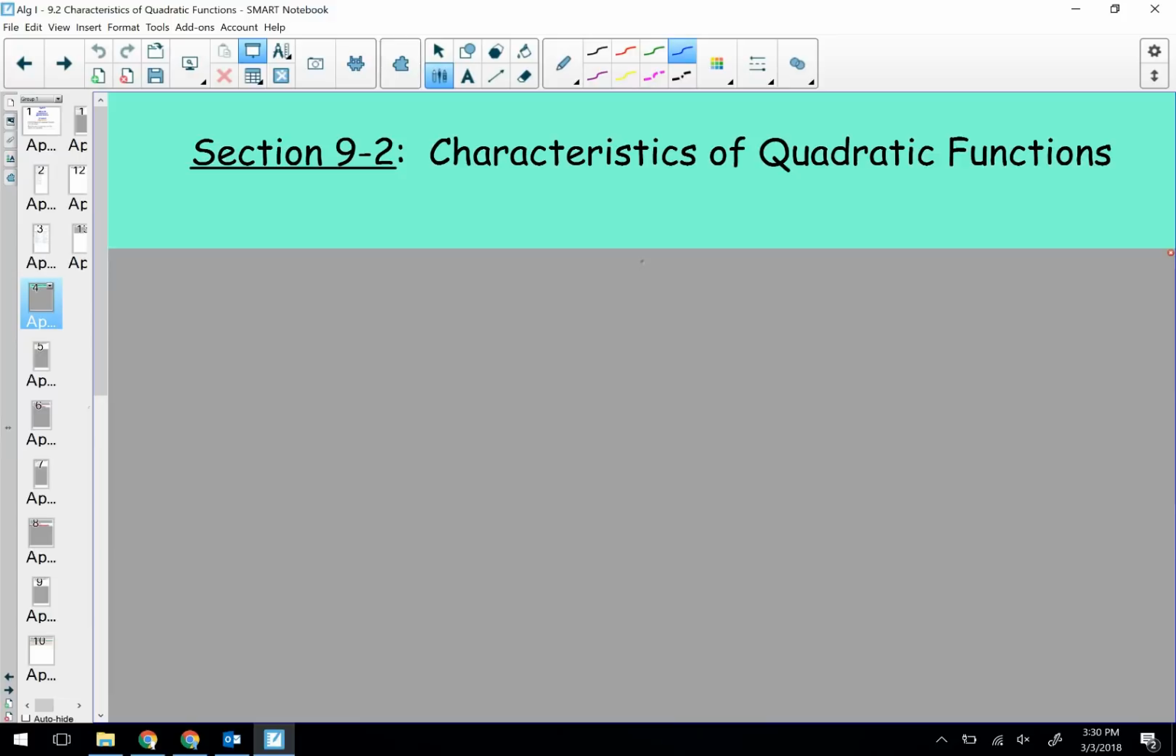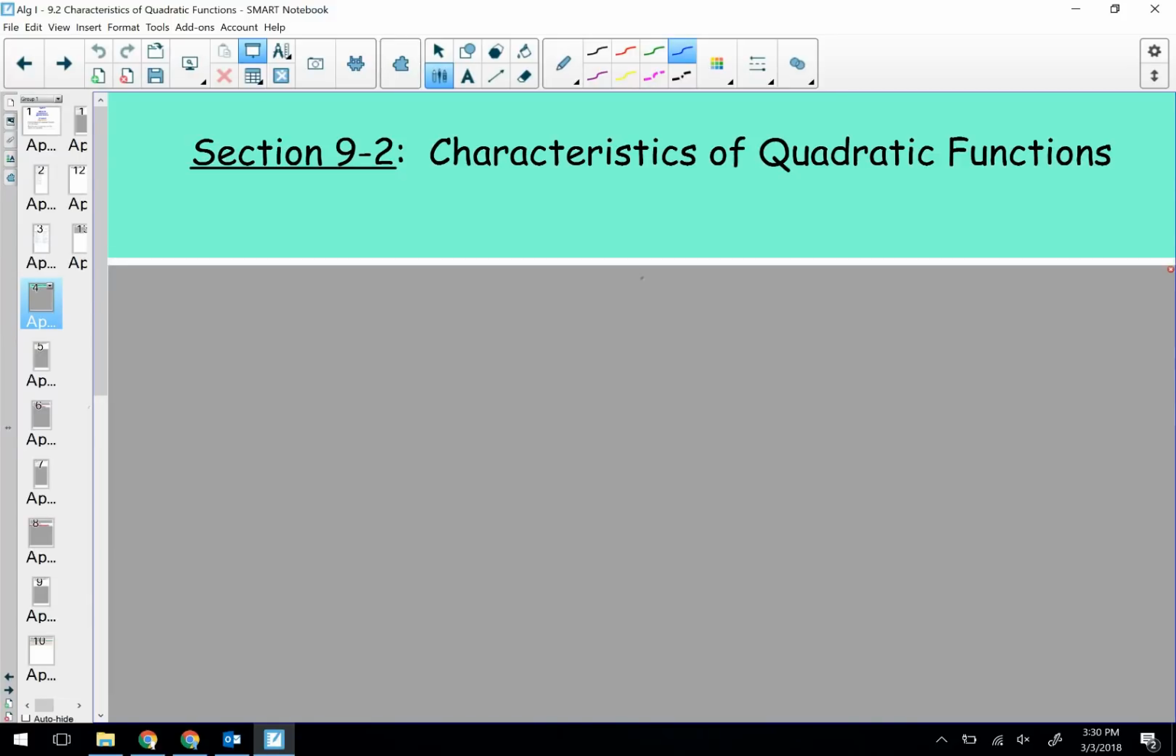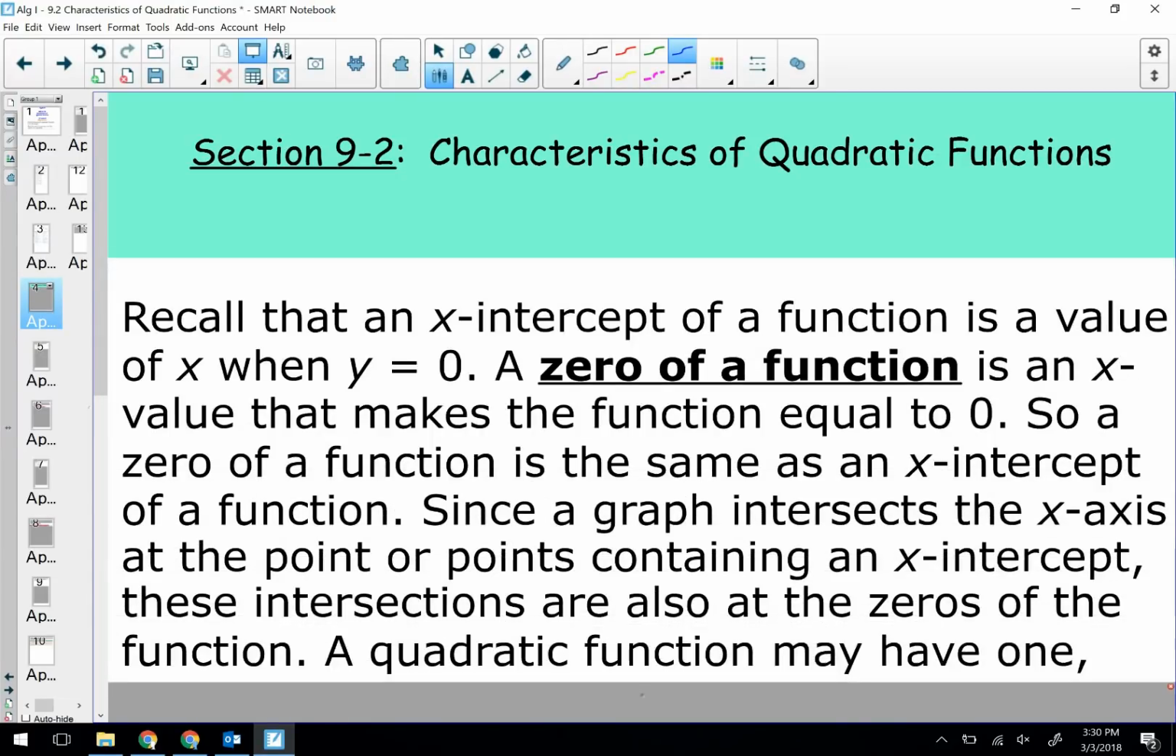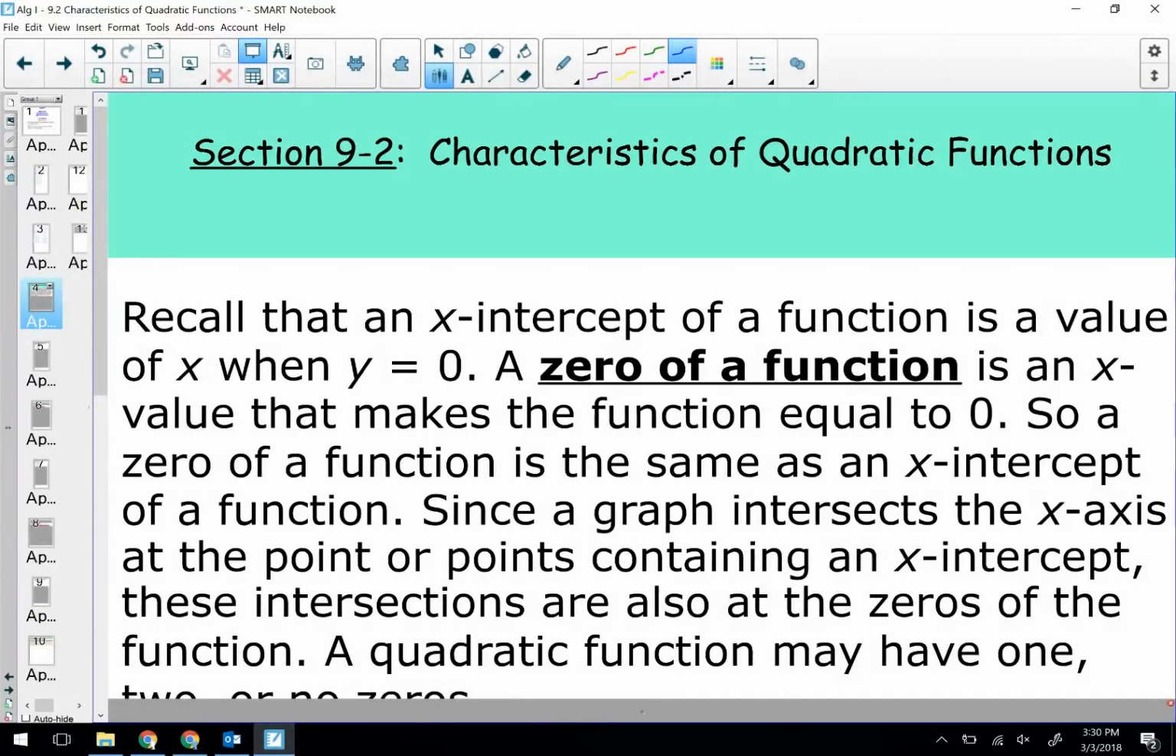The first thing we're going to look at is the zeros of a quadratic function. When we talk about zeros, just remember that a zero is an x value that makes the equation true. Go ahead and write that down if you had not picked up on that already. A zero of a function is an x value that makes the function equal to 0.